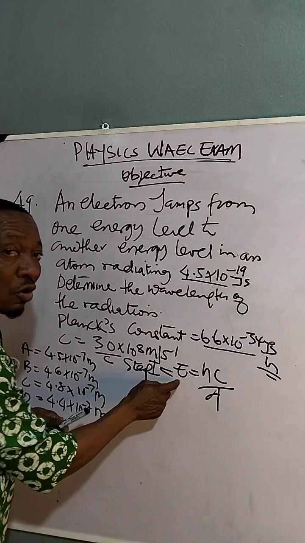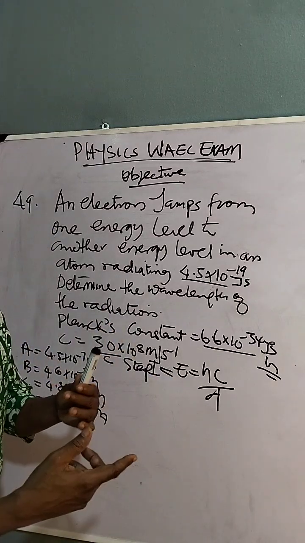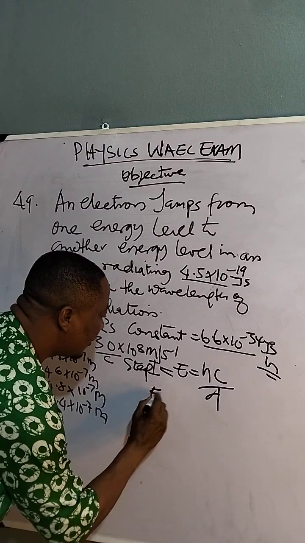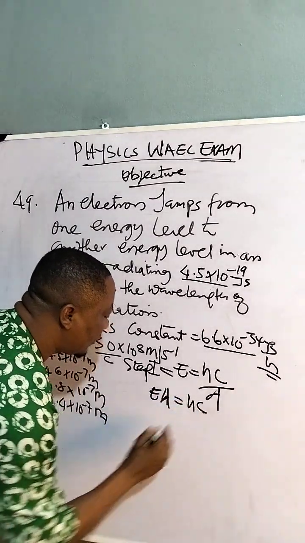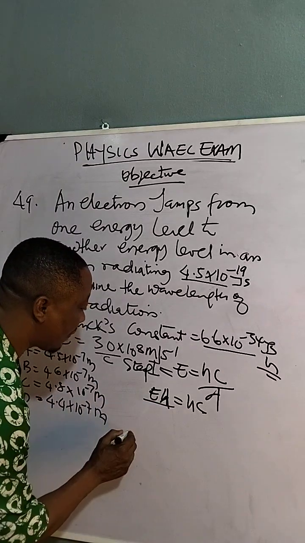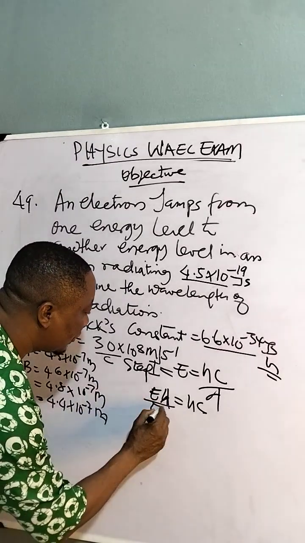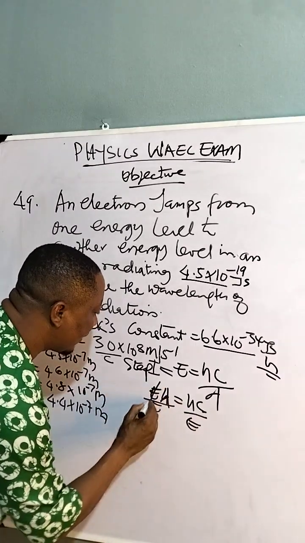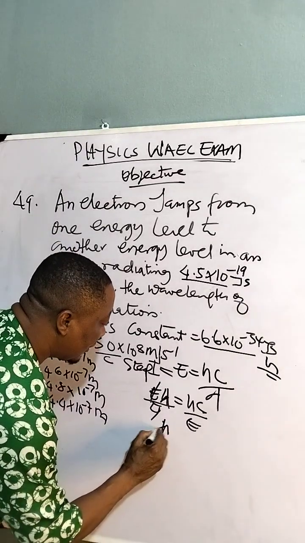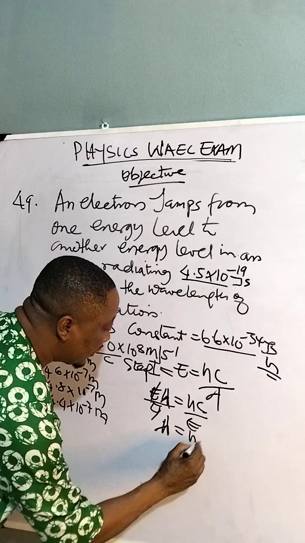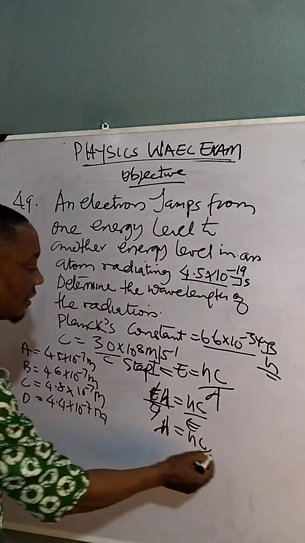So we are going to do a change of subject of the formula. We have E equals Hc over wavelength, so we divide both sides by the energy, so that we can get the wavelength of the radiating particles. So now lambda equals Hc all over E. That's the formula that we are going to use.